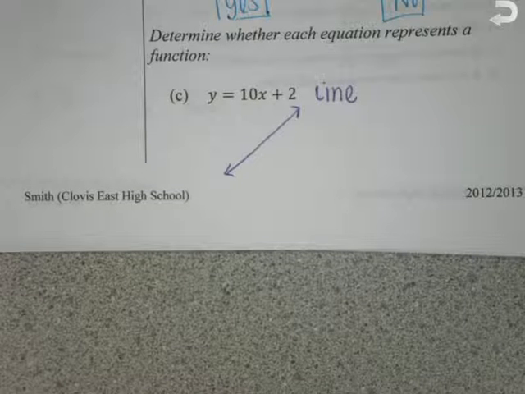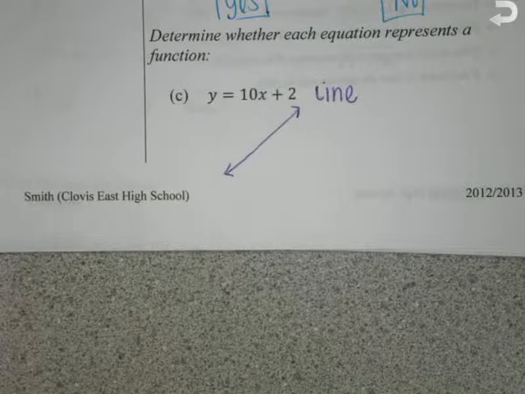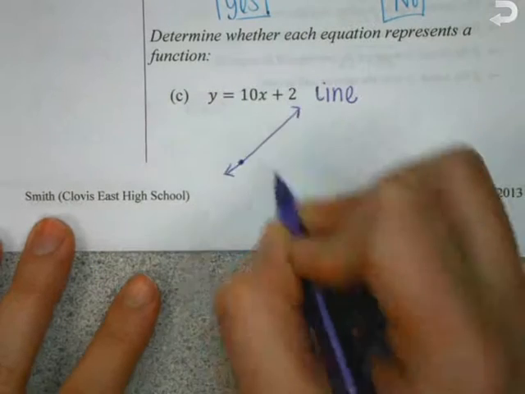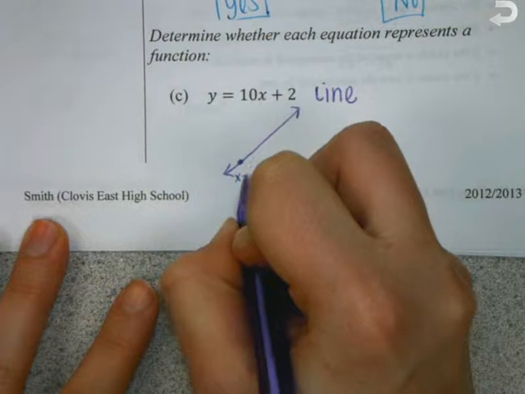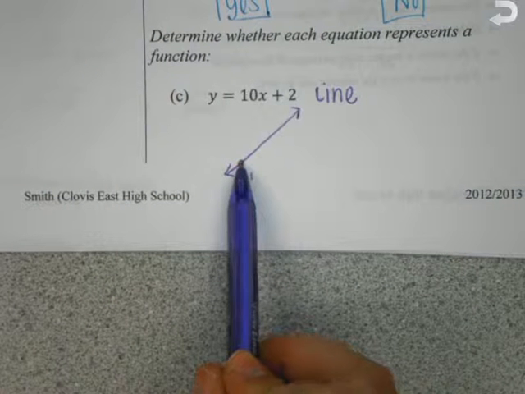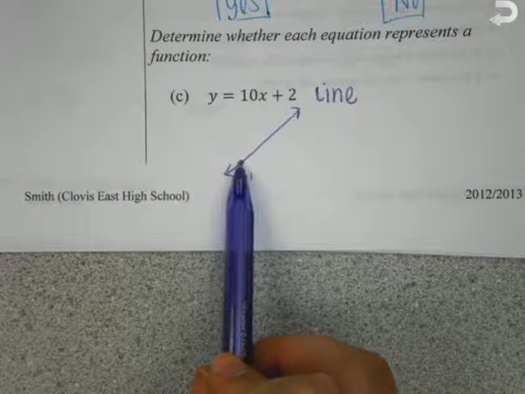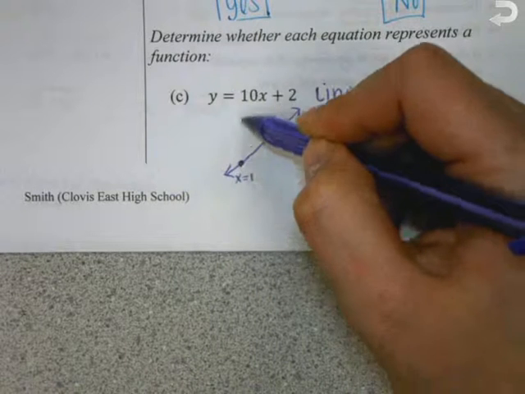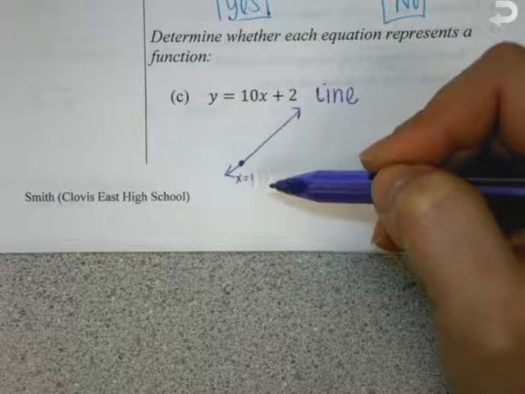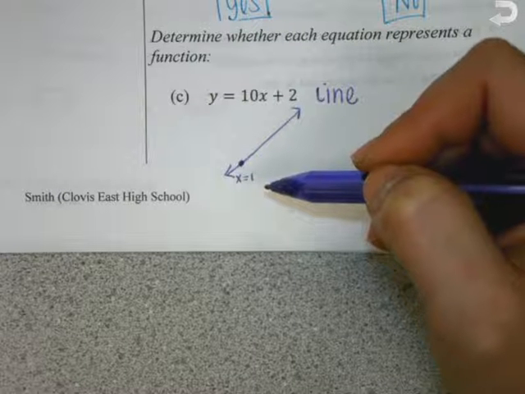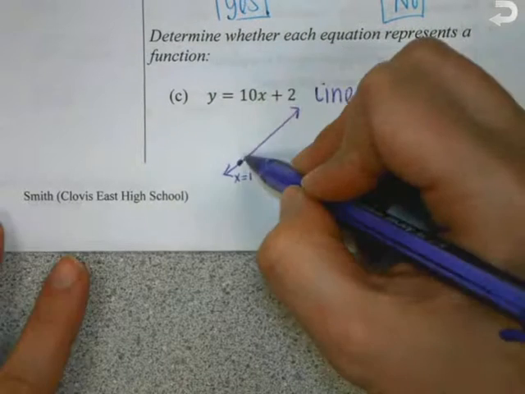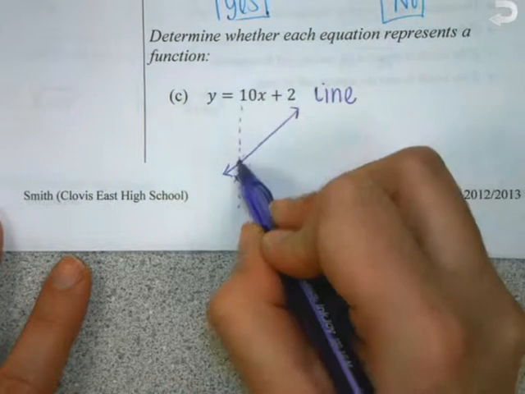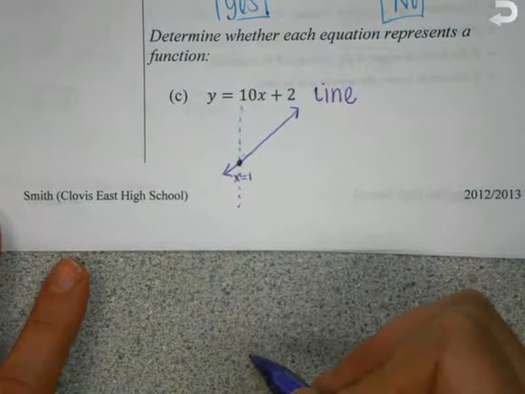Is this a function? Does each x have only one y? I'm going to give you this point, and I'm going to tell you that that's the point x equals 1. It has a y value on the line. Does it have any other y values besides the one that's on the line? Which way would I have to go to check for other y values? X goes side to side, y goes up and down. So if I'm looking up and down, are there any other y values besides this point that x is equal to? No. It's only this point right here.